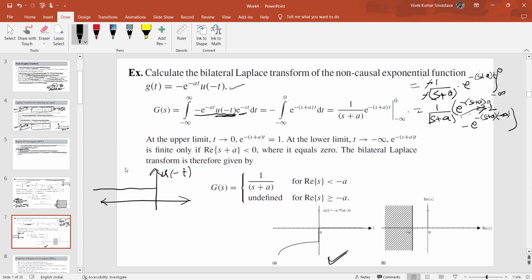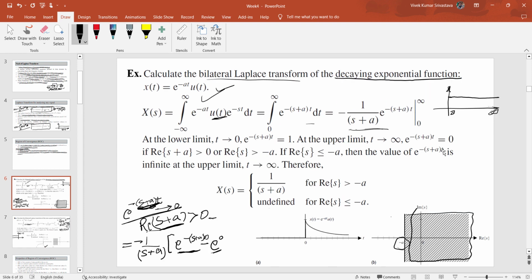Basically this term will be equal to 1, whereas this term goes to 0 once the real part of s plus a is less than 0, meaning it should be negative, because minus and minus cancel out, so this becomes e raised to the power (s plus a) times infinity. So to make this e raised to the power term tend to 0, we have to make the real part of s plus a negative.